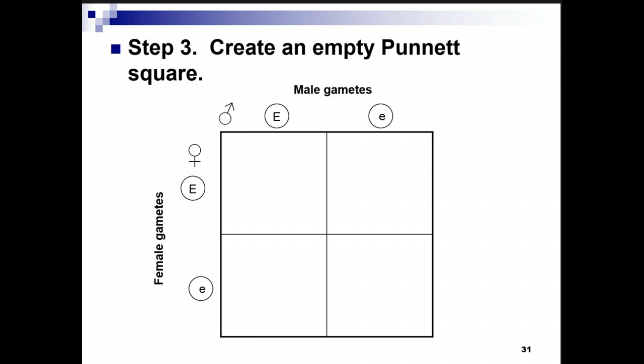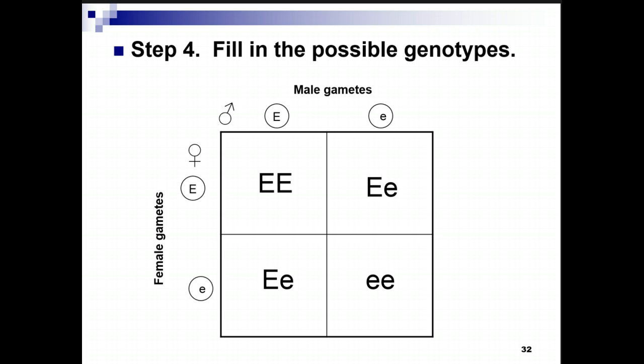I put the male gametes on one side of the Punnett square. In this case, they're on the top. Then I put the female possible gametes on the side. Then I do a cross. I pretend that the sperm has fertilized the egg and write down the possible combinations.